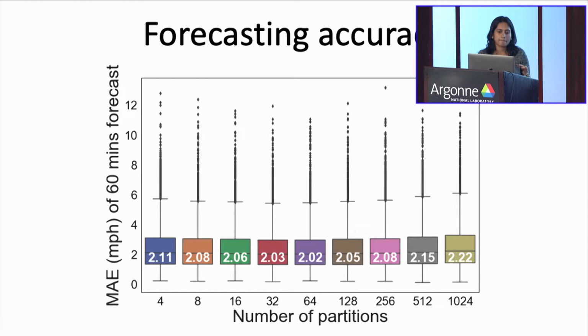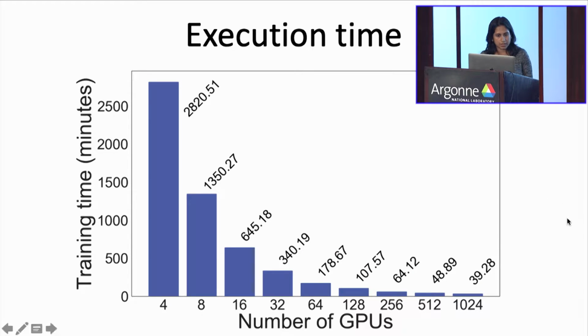In the case of 1024 partitions, we had hardly 10 to 11 nodes per partition. This is not sufficient to capture the spatial dynamics. That is why the accuracy got reduced. If we see the time of execution, in the case of 4 partitions the execution time is 2800 minutes, and it is reduced to almost 40 minutes in the case of 1024 partitions.